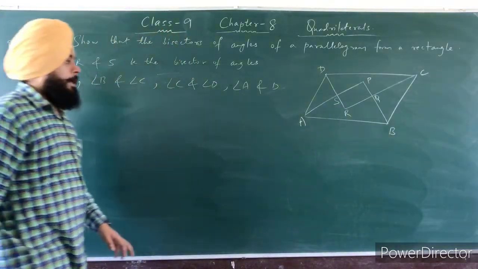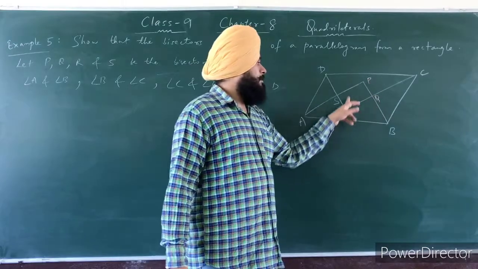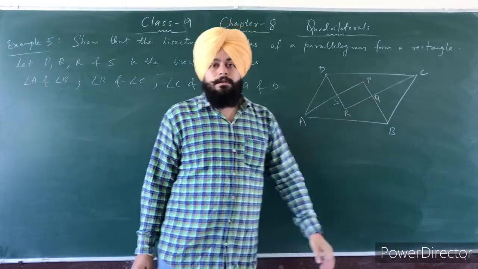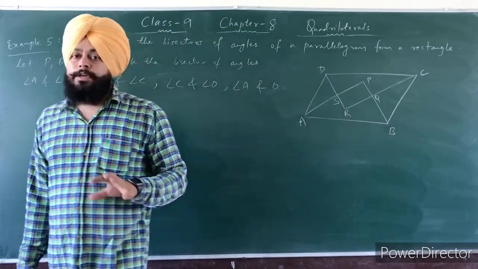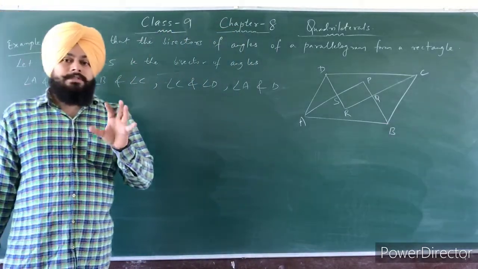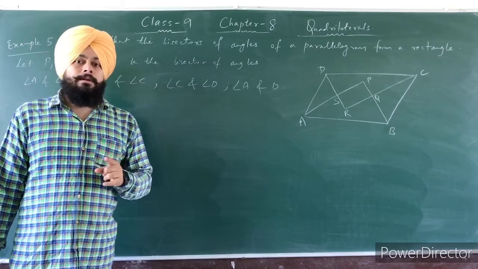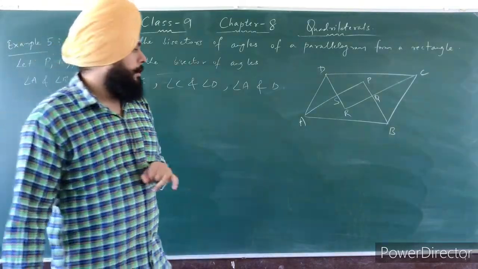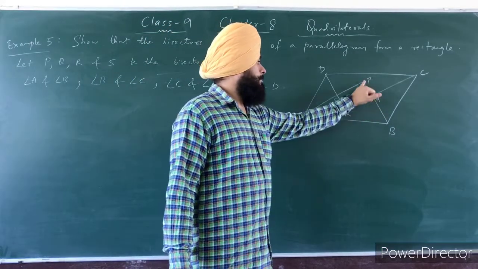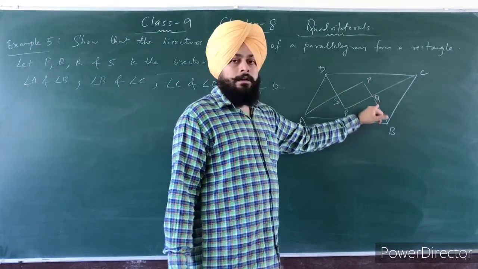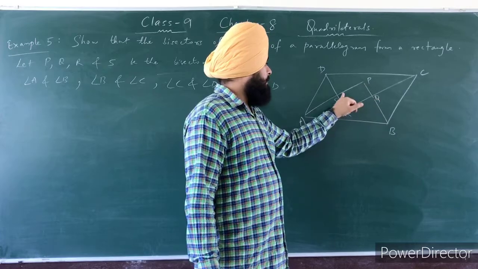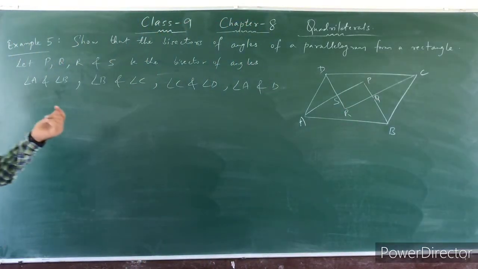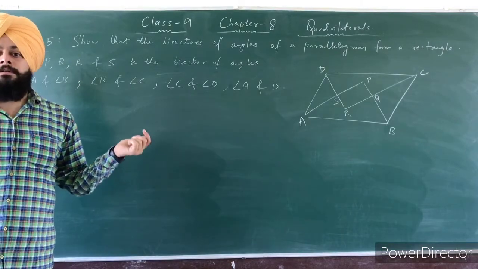So this PQRS, we have to show that this PQRS is a what? Rectangle. So what is the property of rectangles? Its opposite sides are equal and its vertex angle is of measure 90 degree. Clear? So PQRS is a rectangle. We have to show it, and its vertex angle is of measure 90 degree. If all vertex angles are of 90 degree, then it is a rectangle.